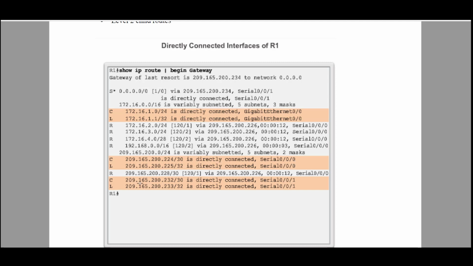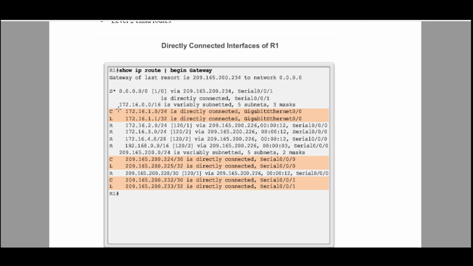Then 20916, okay, no need to memorize this, kindly don't memorize this, try to understand the concept. If it is directly connected, C will be written, and then the name of the network that is directly connected, and in which interface it is directly connected. So this is directly connected networks. C means directly connected networks.